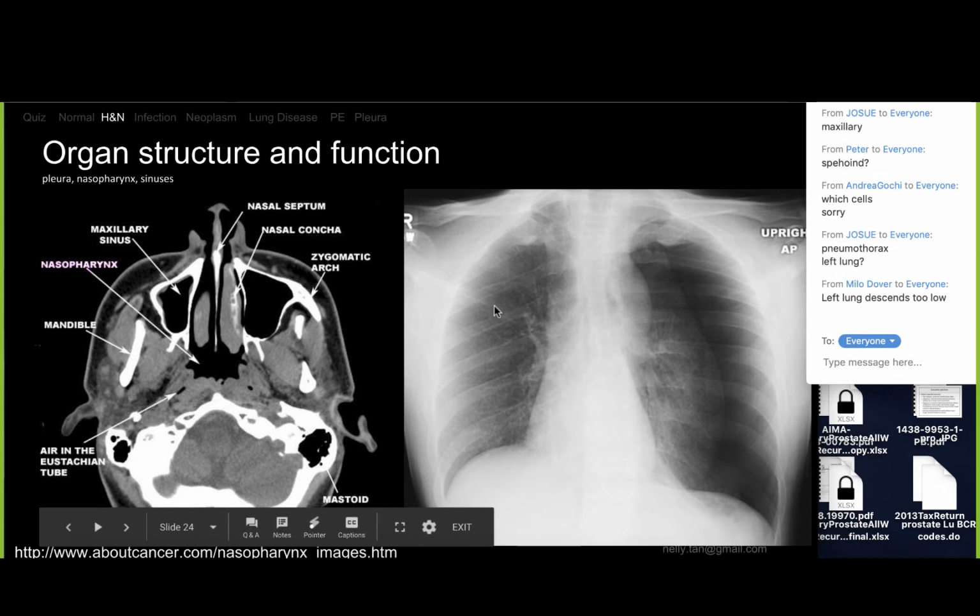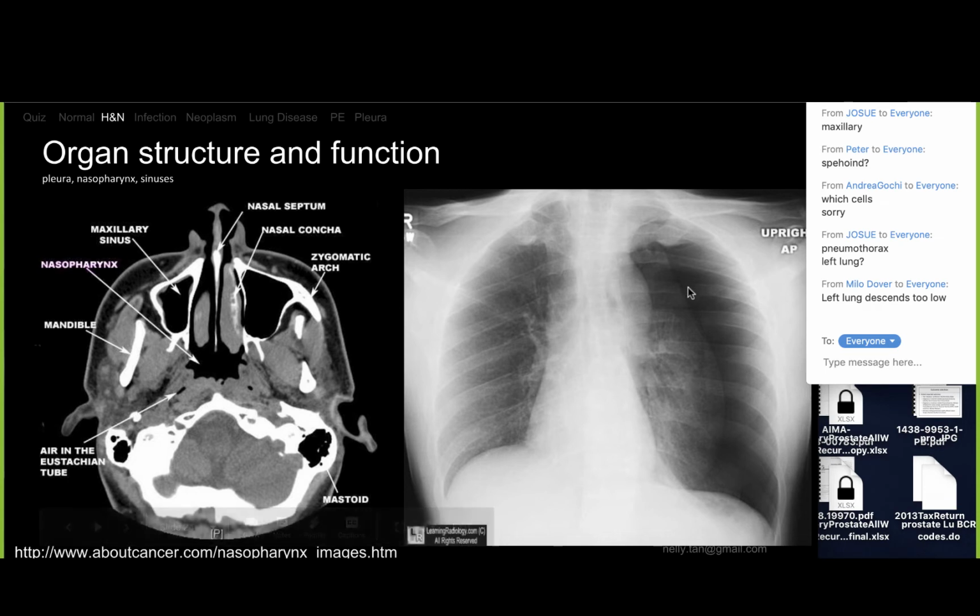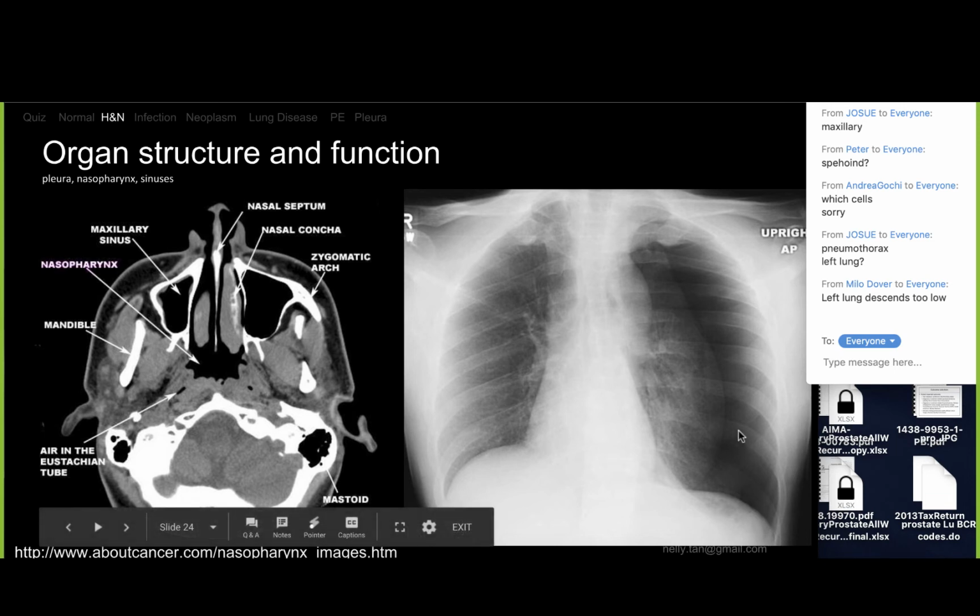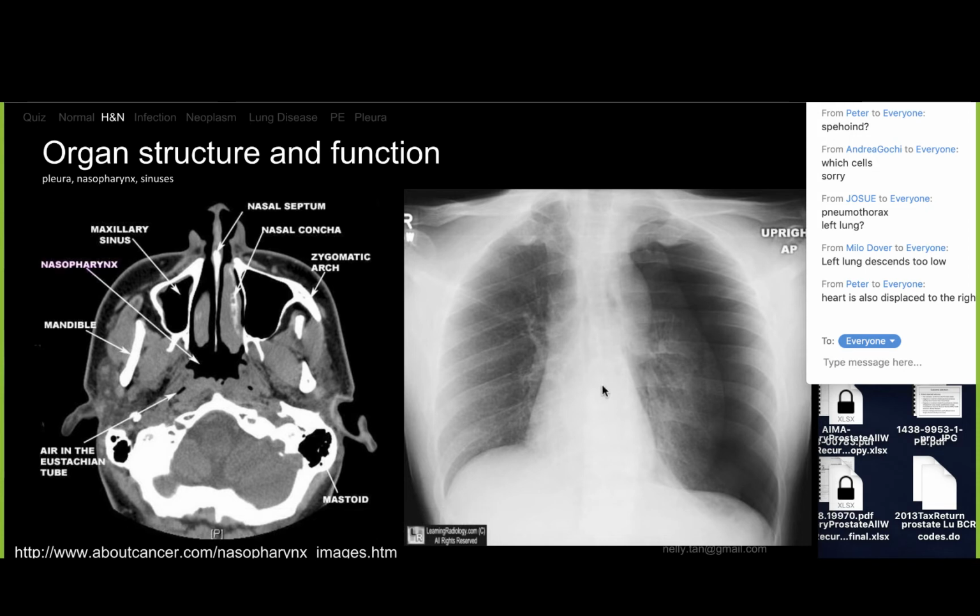Okay, so this is the normal lung. You see the lung markings all the way to the edge of the lung, and that's where the pleura ends. Here on this side, you don't see the lung markings extending to the edge of the lung. Instead, you see this lucency, and then you see this pleural reflection here. And this is from a pneumothorax. And yes, astutely, Peter pointed out that the heart is also being displaced to the right.